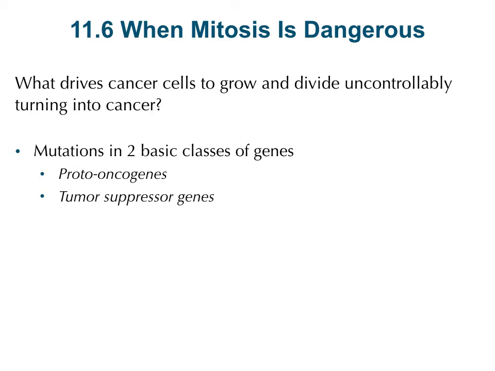So what drives cancer cells to grow and divide uncontrollably and turn into cancer? We end up having mutations in two basic classes of genes: proto-oncogenes, which can mutate and become oncogenes or cancer-causing genes, and tumor suppressor genes that, when they're abnormal, no longer suppress tumors.